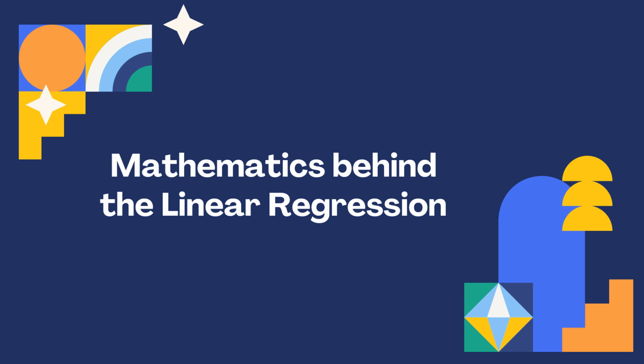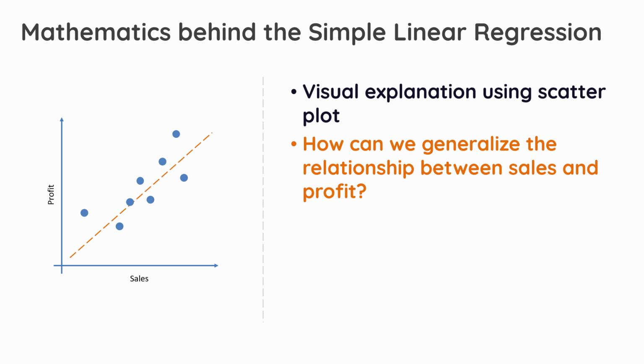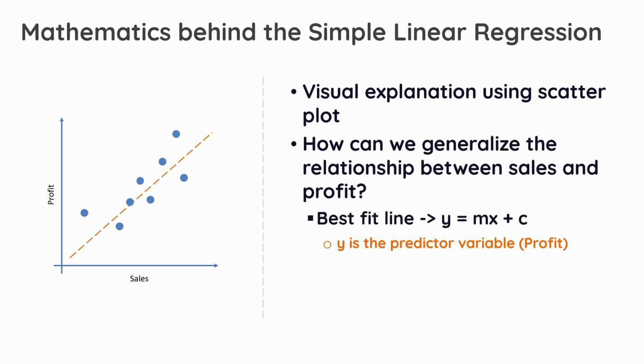Let's dive into the mathematics behind the simple linear regression. The easiest way to understand the mathematics behind it is by visualizing the sales and profit using a scatter plot. Here we can see that there is a relationship between sales and profit. But how can we generalize this relationship between sales and profit? This can be done by the best fit line. The best fit line is represented by the equation y = mx + c. Here, y is the dependent variable, that is the profit that we are going to predict. X is the independent variable, that is the sales.